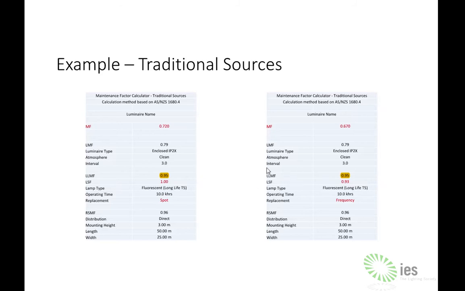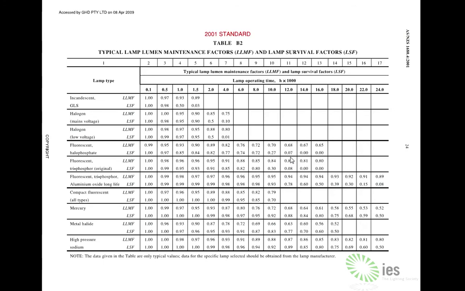Let's talk quickly about where this LLMF figure comes from. That's why I've highlighted it. And that's from the 2001 standard. That's this table here, where we take our lamp source, being a long life fluorescent, and our operating hours being 10,000 hours, put the two together, down the table, there's our LLMF. This is actually 2 tables combined in one. There's the LSF there too. That's where that 0.93 came from. But the topic of today is mostly around that LLMF. Just keep in mind that we do have 3 other factors that do affect our lamp life and luminaire life. Hopefully this is nice and easy. The notes down the bottom just say check with the lamp manufacturer, get your own data, but generally this is okay.